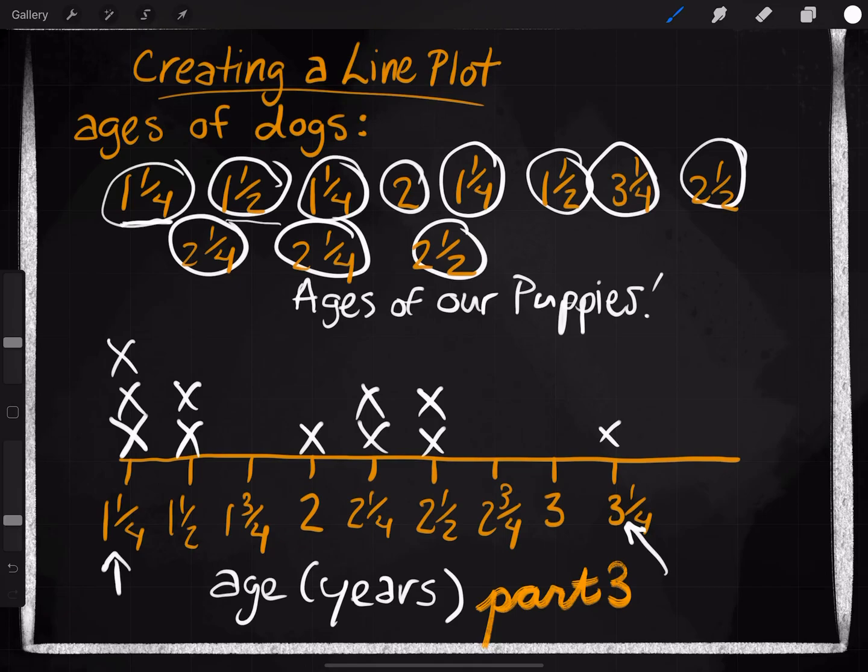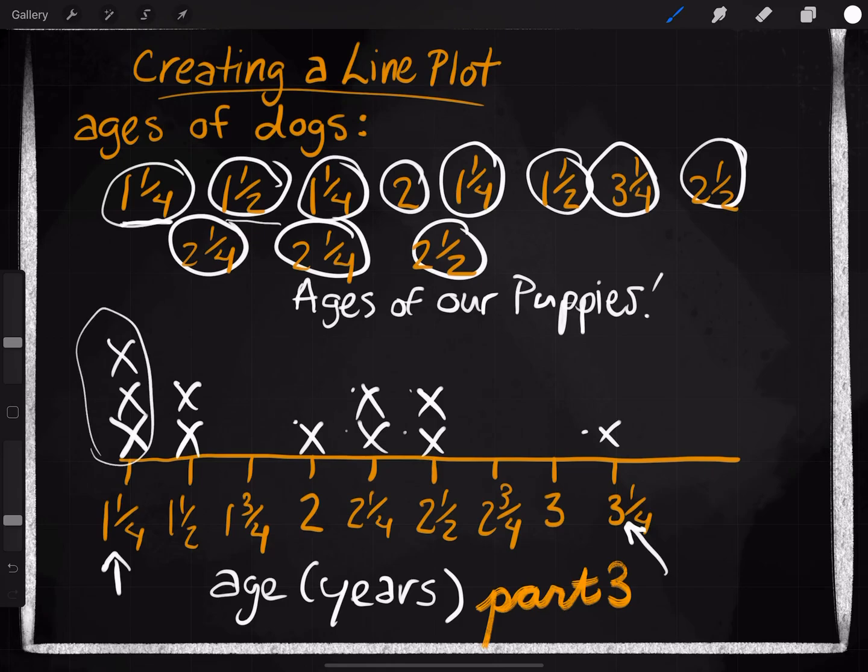So then you can use this to answer questions. How many dogs are at least 2 years old? Okay, well this one is at least 2, and then of course all these older ones. So 6 dogs are at least 2 years old. What is the most common age of dogs? Well, 1 1/4 has the most X's. That's the most common age.